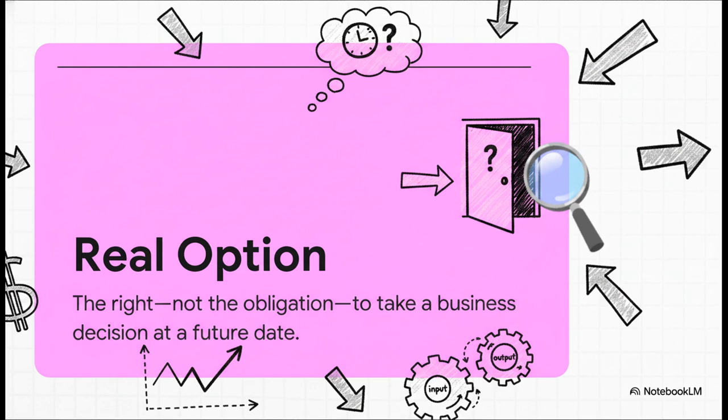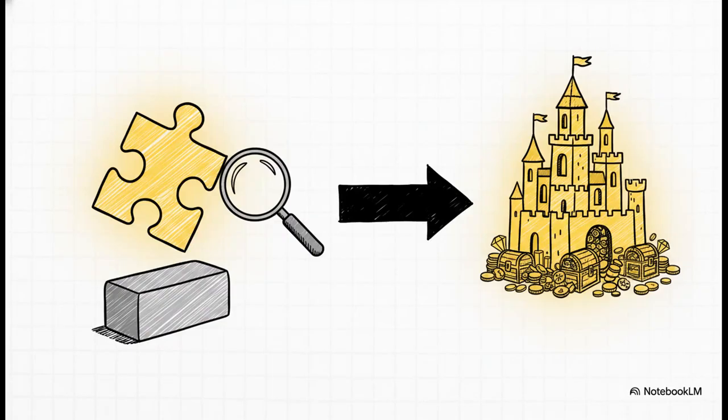When you have a real option, you hold the power to take action later. You aren't forced to do anything. You just have the privilege to act if and only if the conditions are favorable. And mathematically, this proves something amazing. Flexibility always adds value on top of your baseline passive projection.